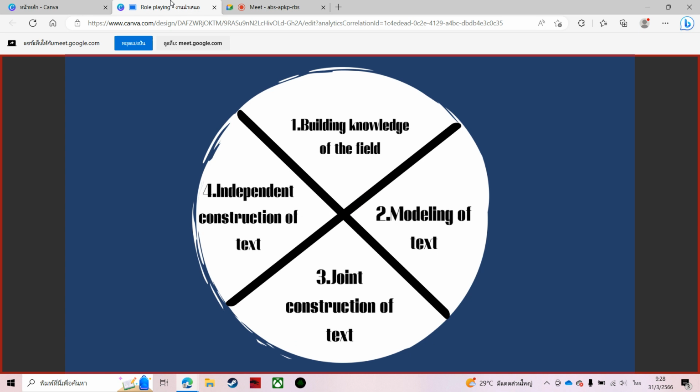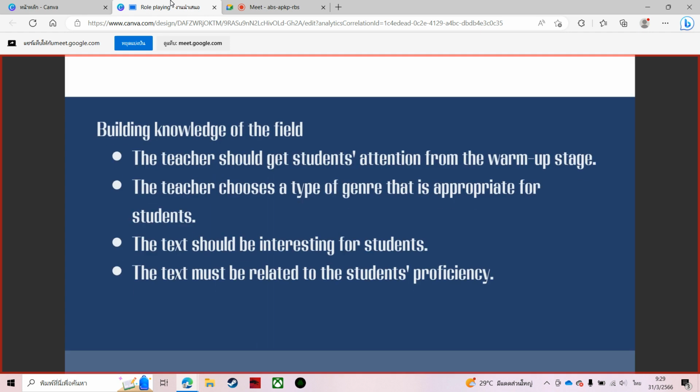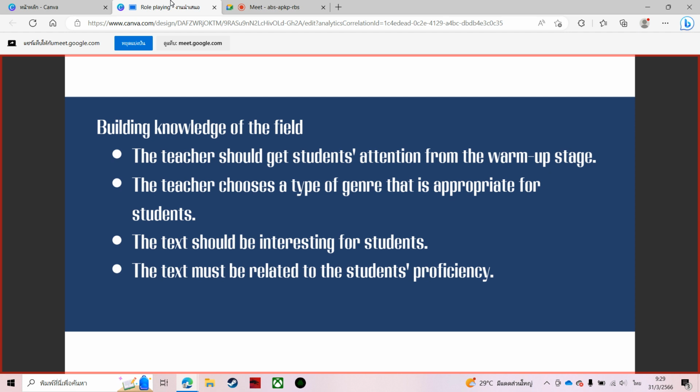So there are four steps to teach students with the genre-based approach. The first one is building knowledge of the field. Two is modeling of the text. Three, joint construction of the text. Four, independent construction of the text. The first one is really easy, guys. Building knowledge of the field.